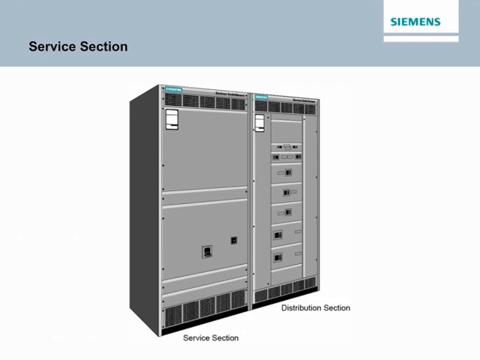Typical switchboards consist of a service section, also referred to as the main section, and 1 or more distribution sections. The service section can be fed directly from the utility transformer. In addition to the main disconnect, the service section usually contains utility or customer metering provisions.